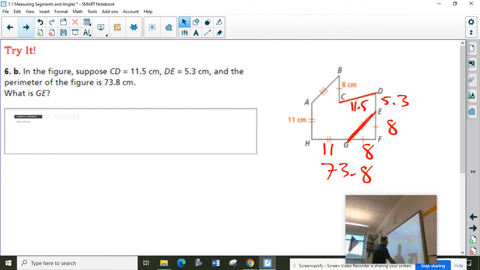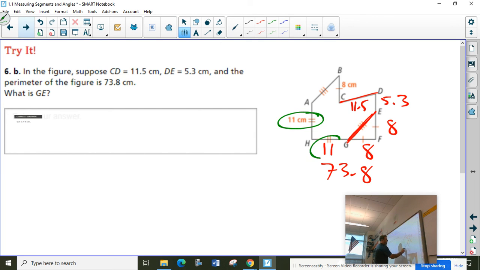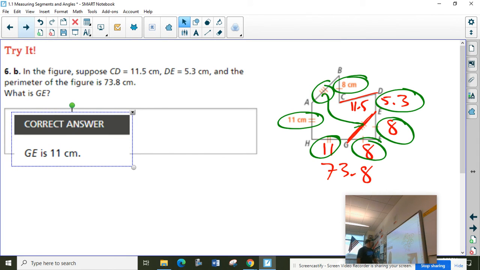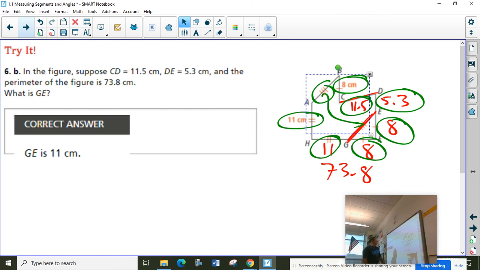So what you'd have to do is add this one, this one, this one, this one, this one, and this one. Add them all up together to get that whole thing. Subtract it from 73.8 because we know the whole thing. Whatever is left is that one there, and you get 11. That sound about right? Oh, sorry, I forgot this one here, 11.5. So add all those up together. You would get 11 left, and these 2 have 3 tick marks.